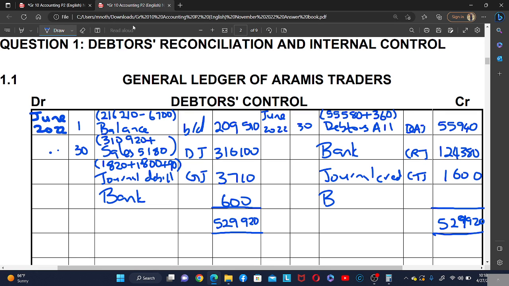So we're going to have the balance credit down, which is we're going to take 529,920 minus all the credit side. So we're going to get the balance credit down, which is 348,000. This is going to be the balance of the debtors control at the beginning of the next month, which is July 2022. It's a balance brought down of 348,000.